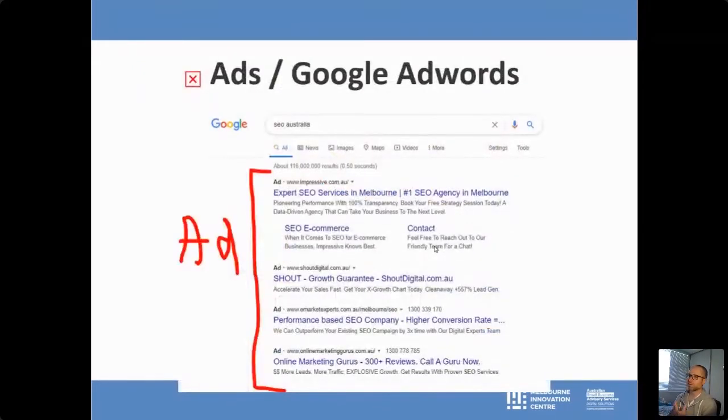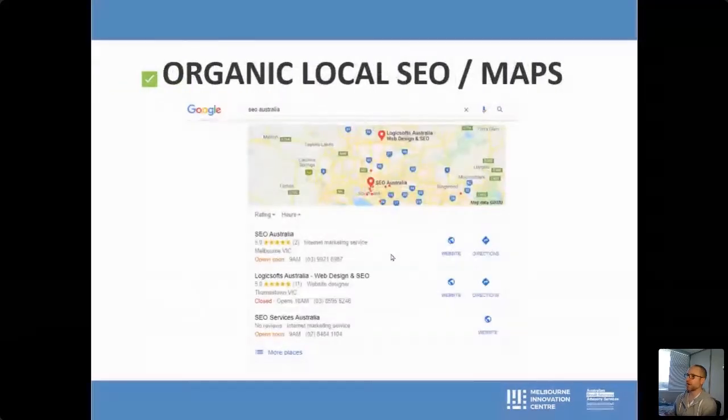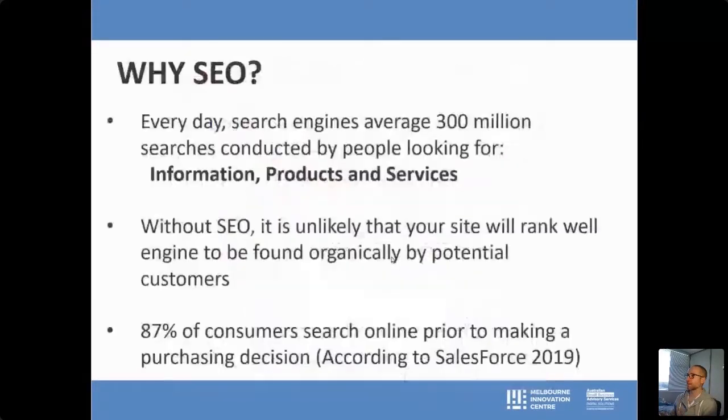What we're not talking about today is ads or Google AdWords, which are these ads that you sometimes see right at the top of the search engine result. So we're not going to be talking about pay-per-click advertising or Google Ads today. We're going to focus on these two bits here, just organic SEO, where we can manipulate elements of our webpage to try and rank higher.